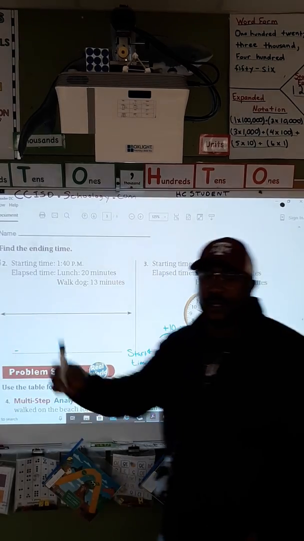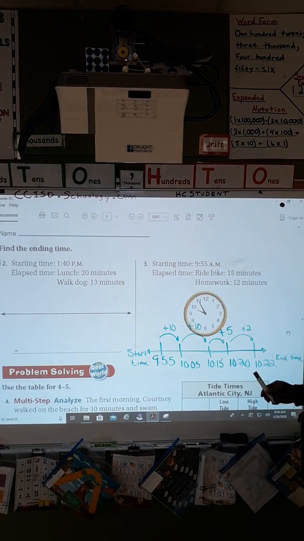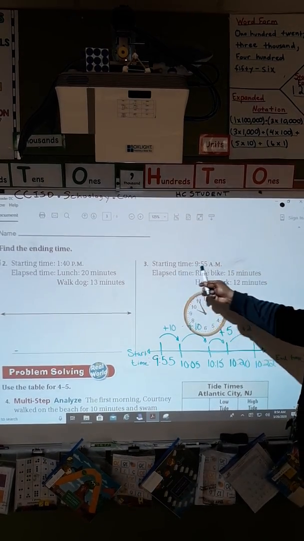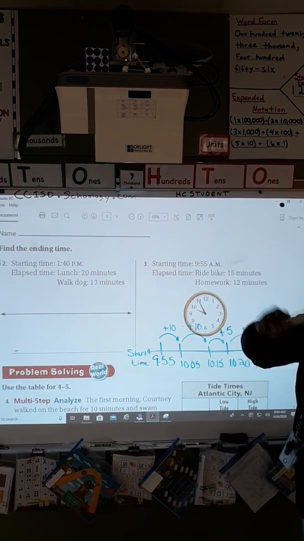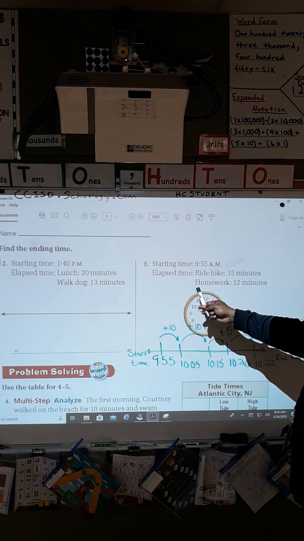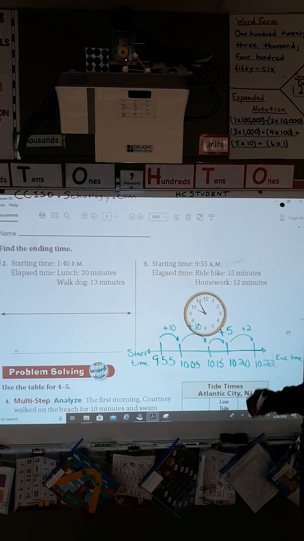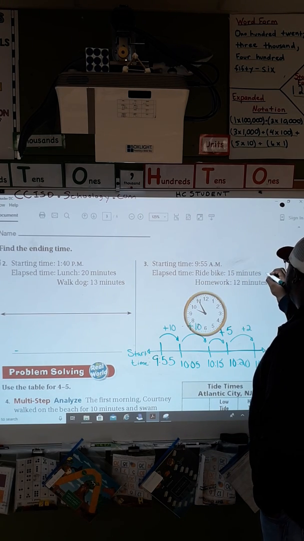Morning, kids. Today we're going to be talking about elapsed time. Okay, for number 3, the starting time is 9:55. The elapsed time, the time that went by during their activities of bike riding and homework, we're going to split those up and break them down into expanded form.